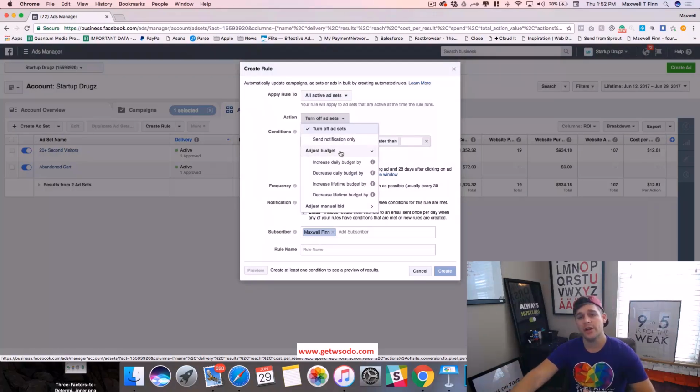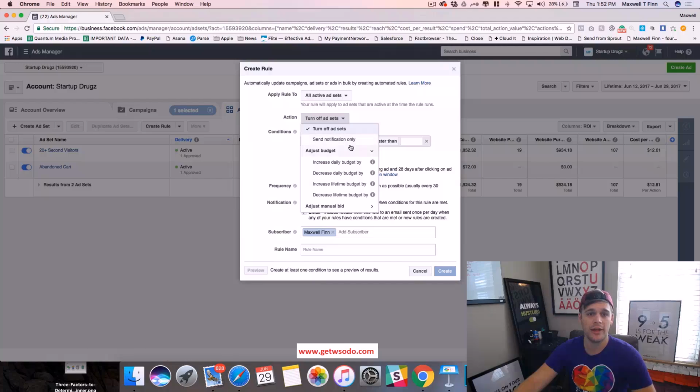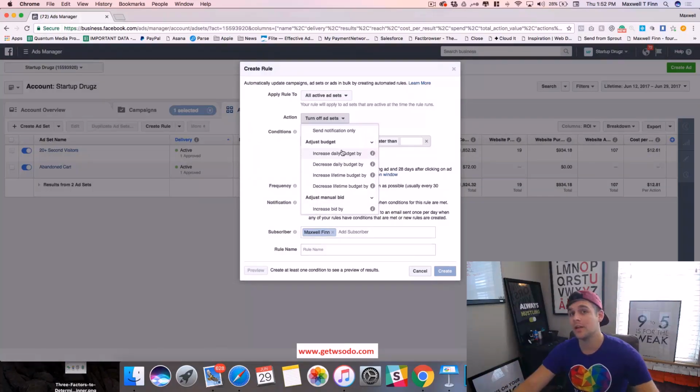Then the other two are adjusting budget and adjusting manual bid. These are the two core actions that rules were built for. I predominantly use this feature for adjusting budget and turning off losing ad sets. Under adjust budget, you can increase or decrease daily budget or lifetime budget based on various conditions, such as what the cost per lead is, what the cost per purchase is, if it's over this or under this. And then you can adjust manual bid. If you're doing a lot of manual bid testing and your one low bid is not seeing enough reach, you can increase the daily bid if certain conditions are met. If the cost per purchase is too high, maybe you lower the manual bid. So this is a great feature as well.